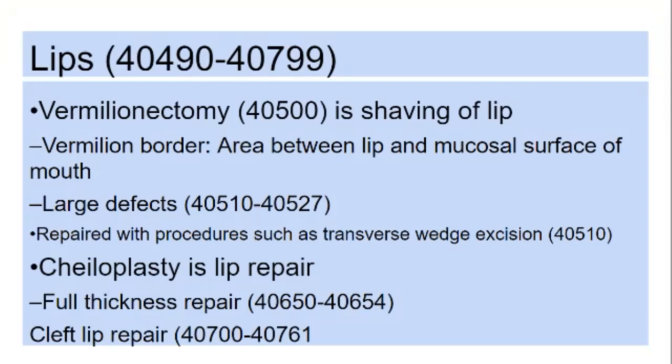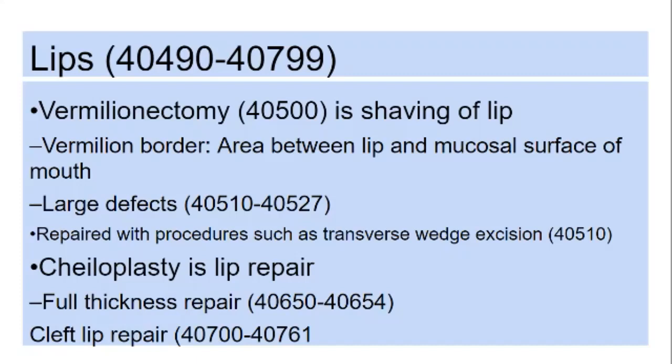So let's talk about our first subsection, the lips. A vermilionectomy, 40500, is the shaving of the lip. The vermilion border is the area between the lip and the mucosal surface of the mouth. We have large defects, which are in the 40510 through the 40527 section, repaired with procedures such as the transverse wedge excision, which is 40510.